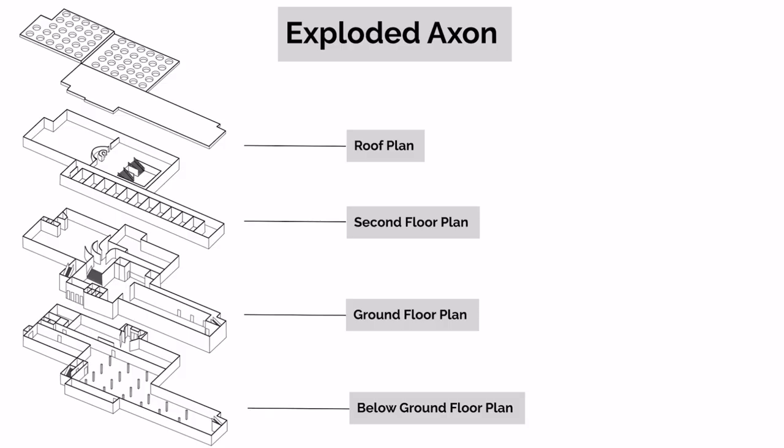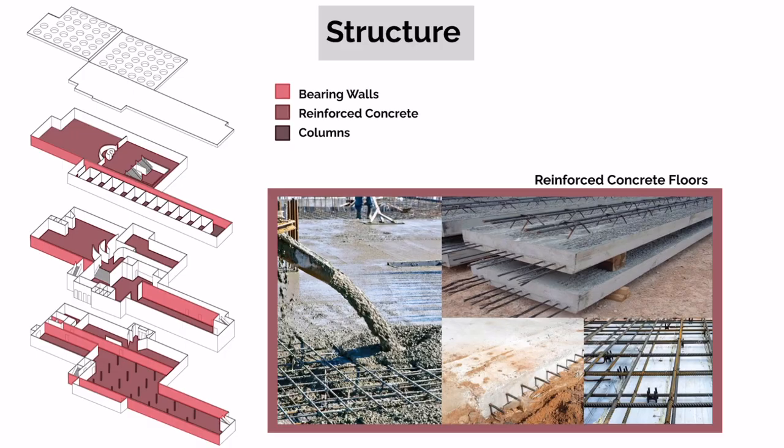The axonometric drawing explodes the three floor plans and roof structure. The floor plans include a basement level floor plan that is more private, the ground floor plan, which includes the main entrance to the space, the second floor plan, which is dedicated primarily to the book stacks, and the unique roof structure. The structure of the building includes reinforced concrete floors and columns.